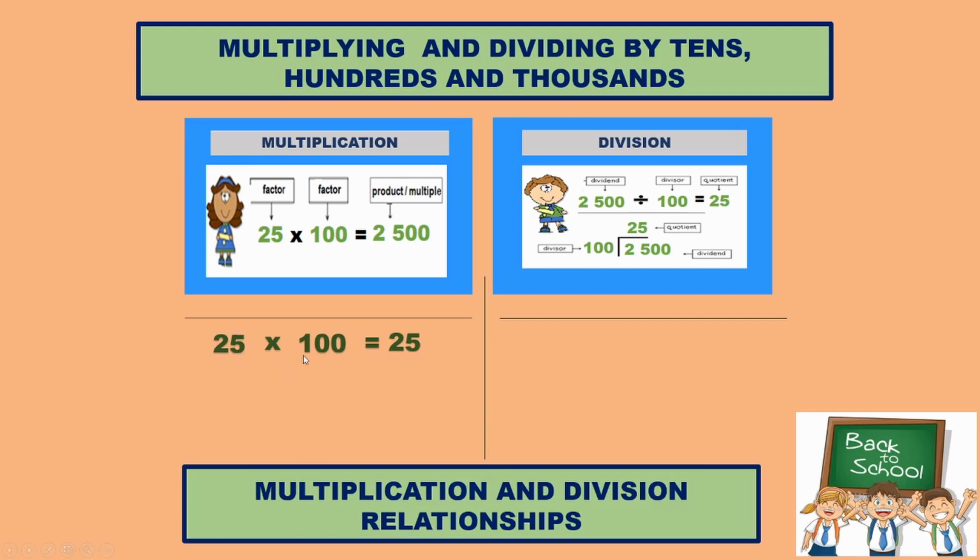25 times 1 is 25, but you still have two zeros here. Then, the answer will be 2,500. Now, if you want to get the missing number here, that means how many groups of 25 can you make out of 2,500? So that means you are looking for the number of groups. So if you are looking for the number of groups, what are you supposed to do?